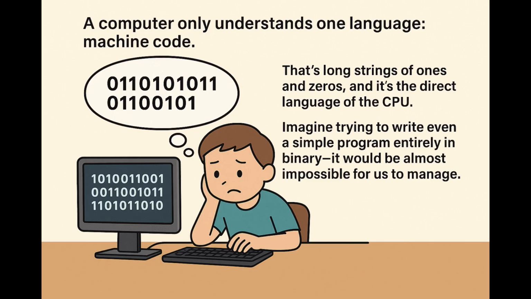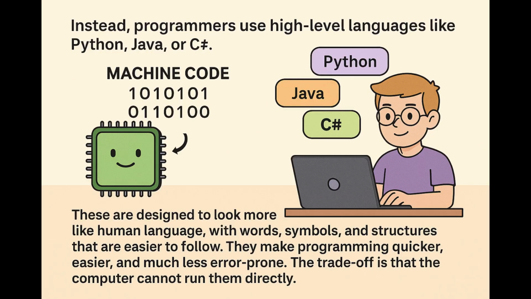Imagine trying to write even a simple program entirely in binary. It would be almost impossible for us to manage. Instead, programmers use high-level languages like Python, Java, or C#. These are designed to look more like human language, with words, symbols, and structures that are easier to follow. They make programming quicker, easier, and much less error-prone. The trade-off is that the computer cannot run them directly.